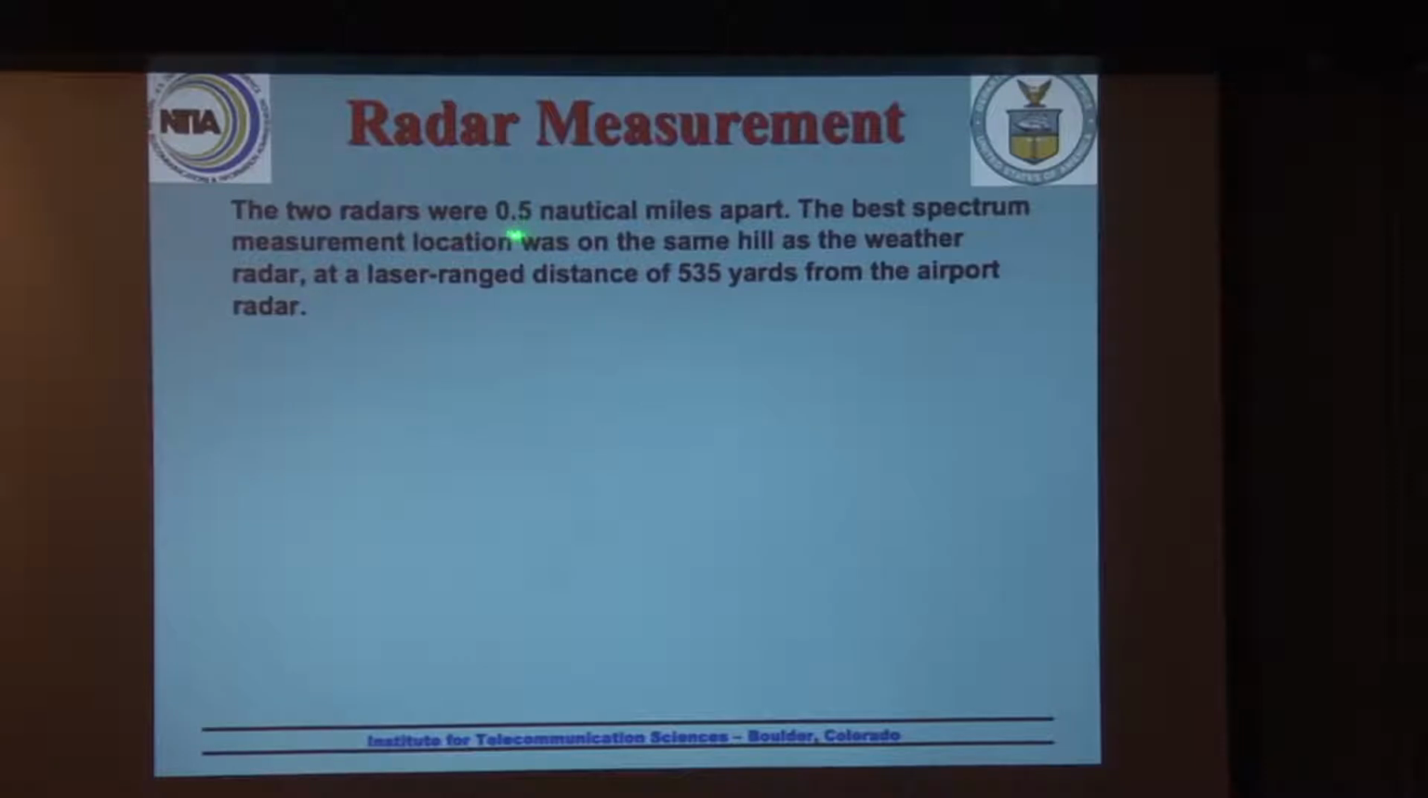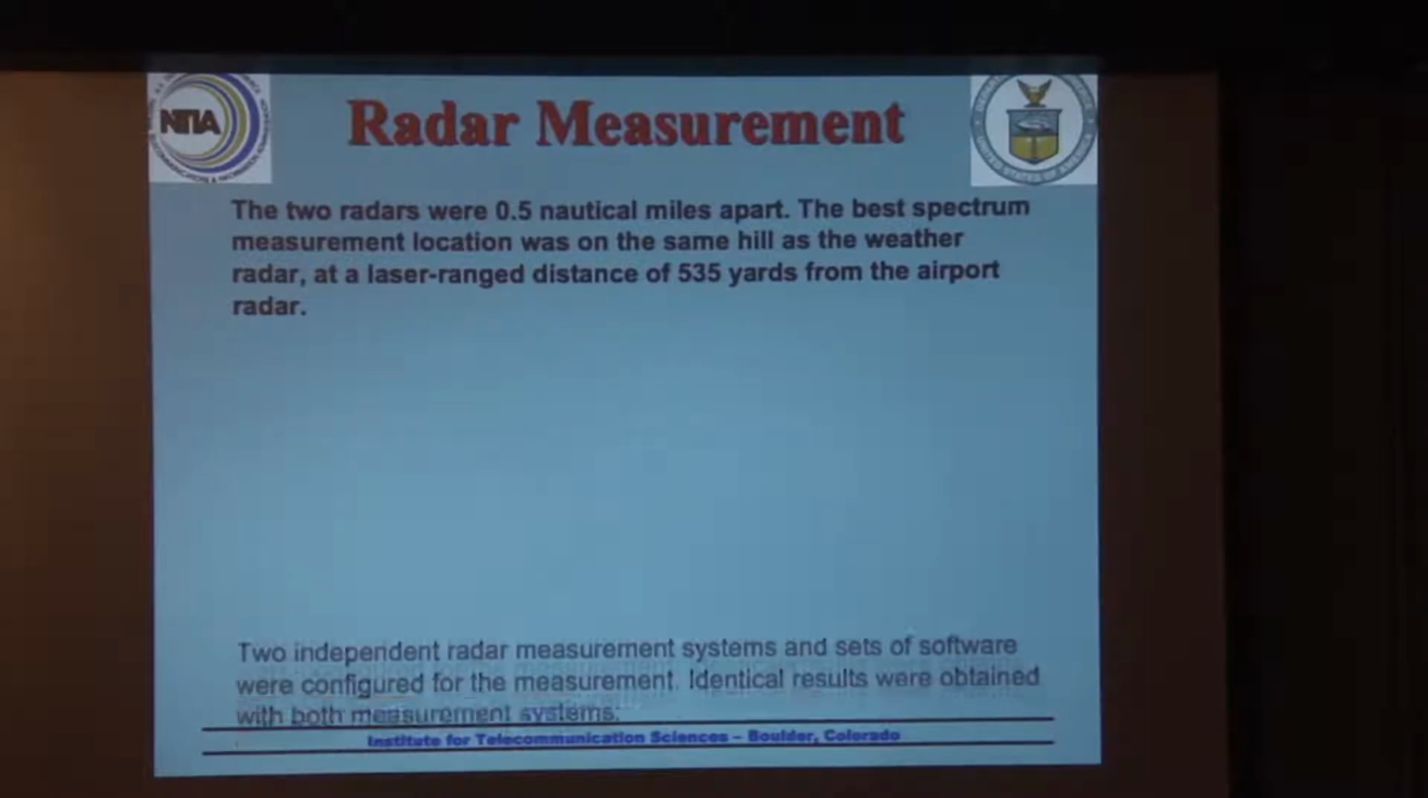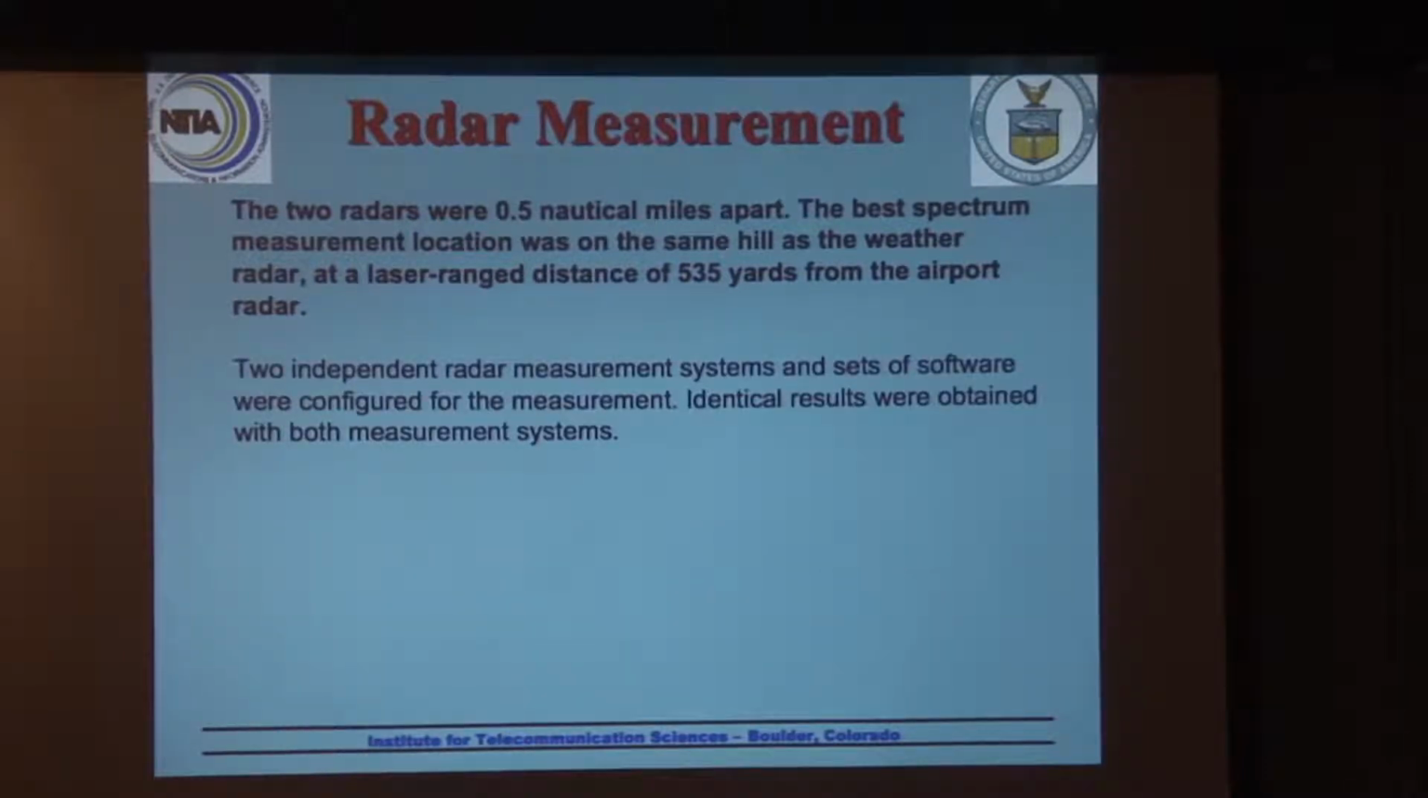And the two radars were themselves only a half nautical mile apart. That, by the way, was a bit of a mistake to begin with. The two agencies involved with these radars hadn't maybe coordinated as well as they wished they had later. But the radars themselves were only a half nautical mile apart. As I said, we were only a few hundred yards away for our measurement.